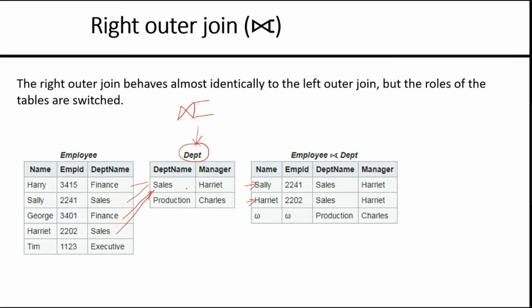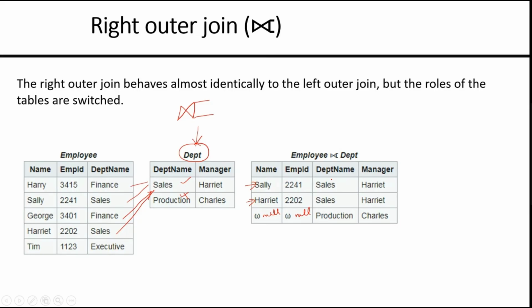It's a natural join. Up to this point, this is a natural join. Then sales is taken. What is left in the right relation? Obviously production is left out, because this is already taken, but production is left out. So here you have to write production and Charles. But the problem is, in this department name, who is the employee? The employee is what? Null.